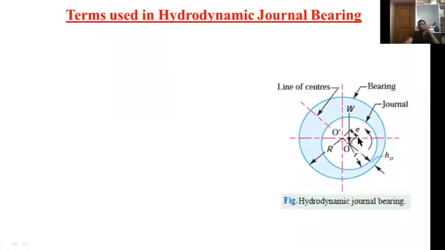Small e is the eccentricity. Eccentricity means the radial distance between two centers, that means the distance between the center of the bearing and the center of the shaft. O dash is the center of the bearing, O is the center of the shaft. So the distance between O dash and O is the eccentricity. And this h naught is the minimum oil film thickness. Here this gap is the maximum oil film thickness. Now I will explain one by one.